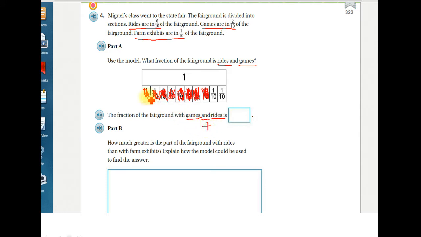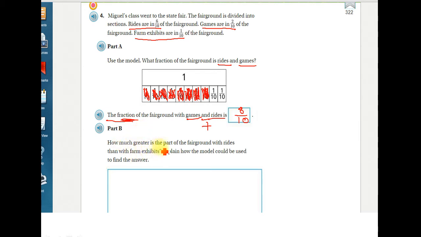So how many tenths did I shade in altogether? Well, there's 1, 2, 3, 4, 5, 6, 7, 8. So 8 tenths, and I want to make sure I write it in fraction form because it says the fraction here. Alright, let's go to part B.